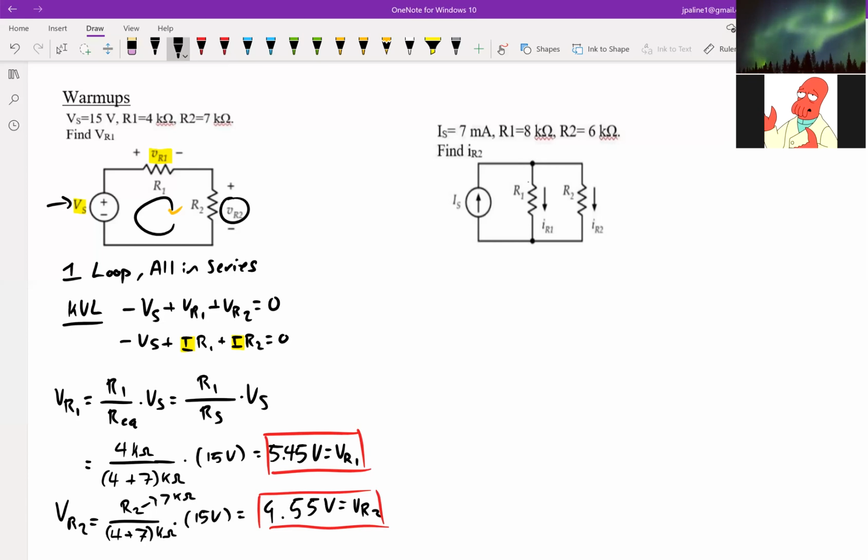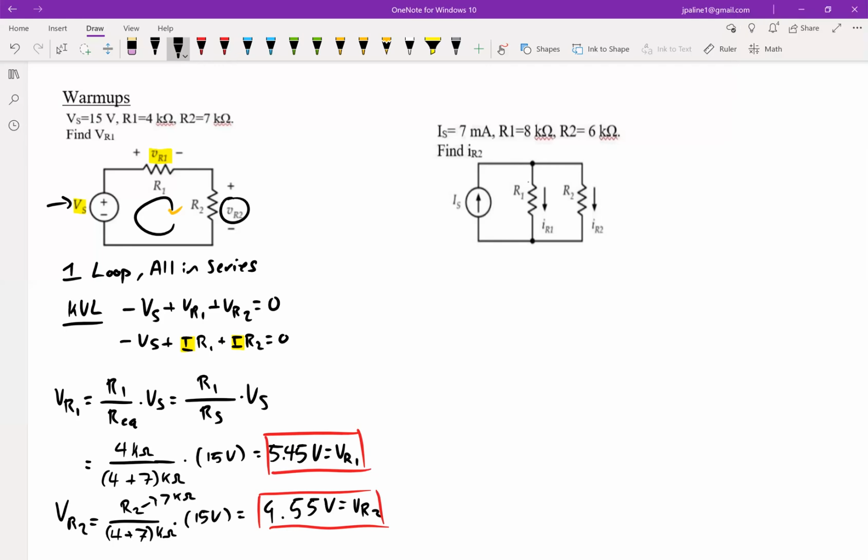All right, let's take a look at the right-hand side. So the right-hand side, we have what appears to be parallel. And we have a current source here. And notice they define our currents for us here. So IS and then IR1, IR2. And they ask us to find IR2.